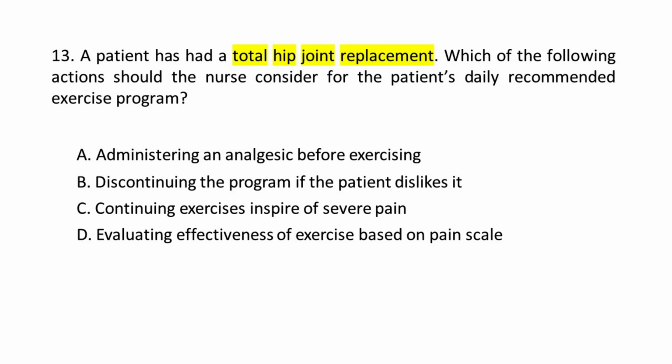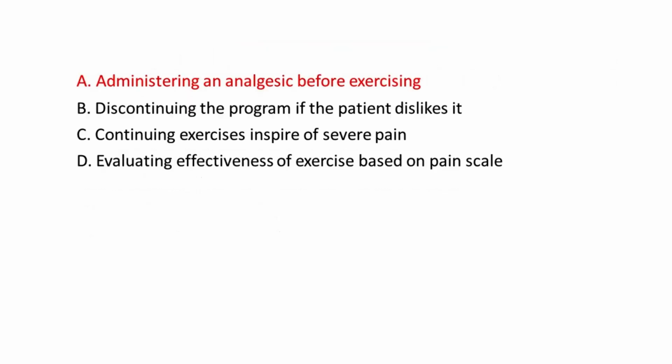13. A patient has had a total hip joint replacement. Which of the following actions should the nurse consider for the patient's daily recommended exercise program? A. Administering an analgesic before exercising. B. Discontinuing the program if the patient dislikes it. C. Continuing exercises in spite of severe pain. D. Evaluating effectiveness of exercise based on pain scale. The answer is A. Administering an analgesic before exercising.